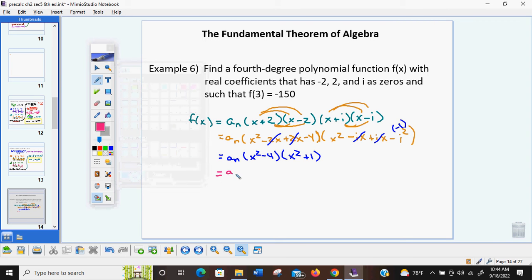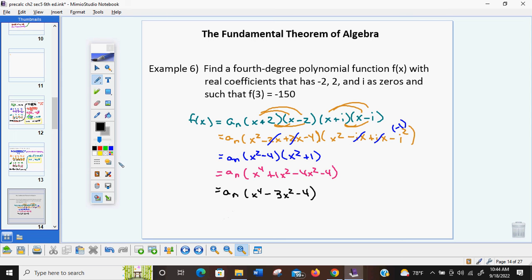So I'm going to have a sub n times, first x squared times x squared is x to the 4th. Outside gives me a positive 1x squared. Inside, -4x squared. And last is -4. So now we get a sub n times, I already have my equals there, x to the 4th minus 3x squared minus 4. So this is what we have so far.